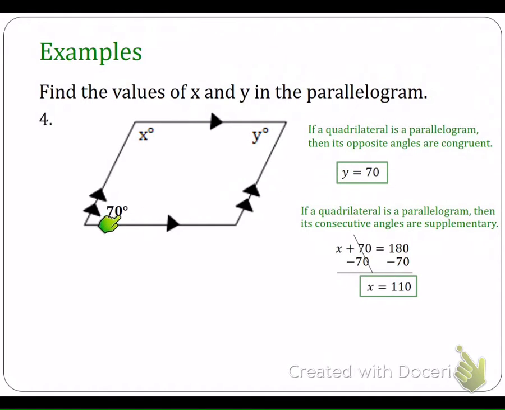So again, opposite angles are congruent. Angles across from one another are equal. So if this is 70, y is 70. Angles that are next door are supplementary, so they add to 180. So x plus 70 equals 180. Subtract the 70, you get 110. If you did this one in your head, I would not panic.